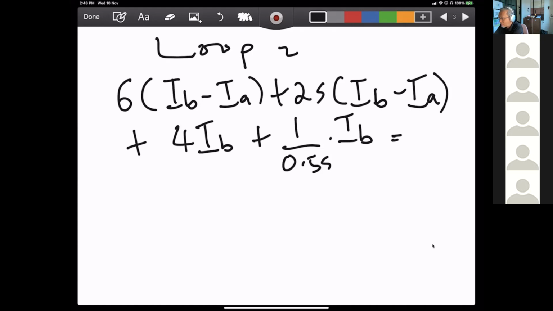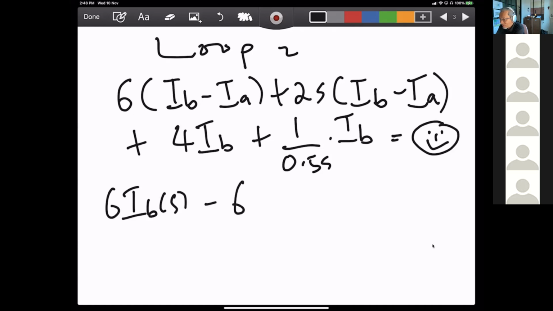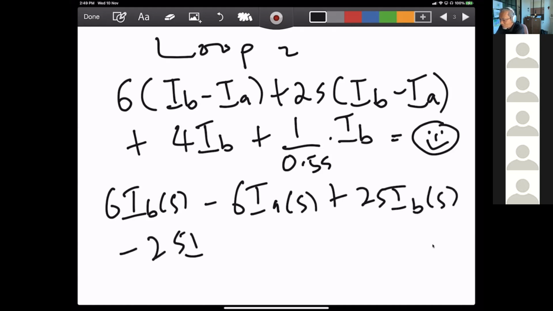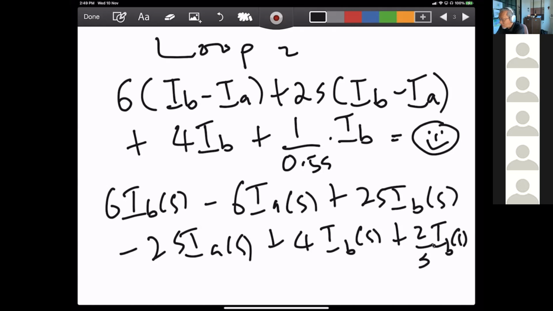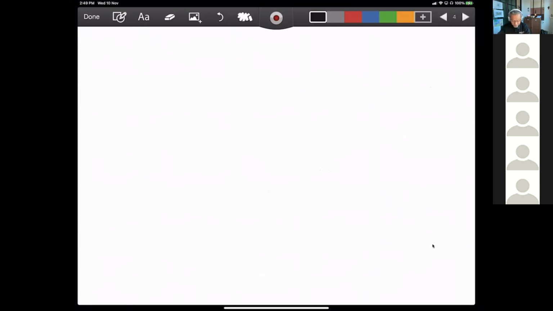Equal to V naught. 6 IBs plus 6 IAs plus 2s IBs minus 2s IAs plus 4 IBs plus 2/s IBs equal to 0. Question? Is that correct? Yes, doctor. Then rearrange.